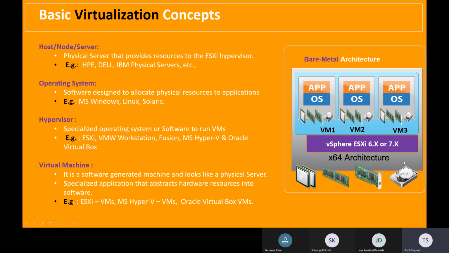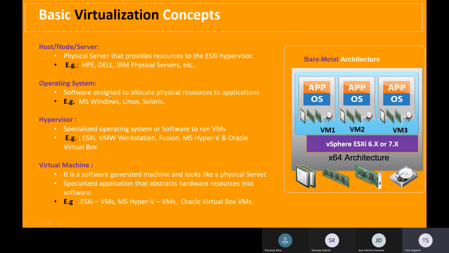Even in the diagram, if you see the architecture below, there is an x64 architecture, which means 64-bit architecture. In any architecture, the hardware components are common: CPU, memory, network interface card, and storage. For storage, you can use any type of disk, like SATA, SCSI, SSD, flash drive, to install the ESX server. Above the hardware, the next layer is where we directly install vSphere ESXi, either 6.x or 7.x, because some companies are still using 6.7 and 6.5, and only a few companies have migrated to the latest version, which is 7.0.